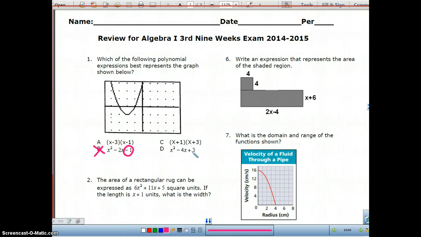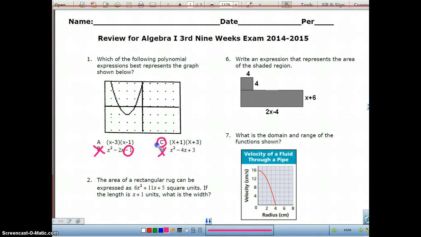Plug them in and tell me which one you get. Which one did you plug in? D? All right, Grant says he plugged in D, x squared minus 4x plus 3. And he saw that when he plugged that in, that one was not even in the right quadrant. So he says D is not right, so let's get rid of D. Okay, what else? Did you plug in A or C? All right, Sienna. I plugged in C and it's exactly correct. All right, so C worked.